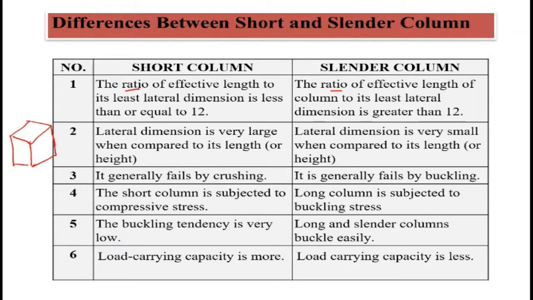Okay, kalau lateral dimension untuk slender column, lateral dimension is very small when compared to its length. So maksud dia cross section dia kecil, dia tak lebar. So kita tengok kalau tiang tu dia punya cross section kecil tapi dia tinggi, that one is slender column. Even kalau kita tak calculate pun kita boleh nampak actually.